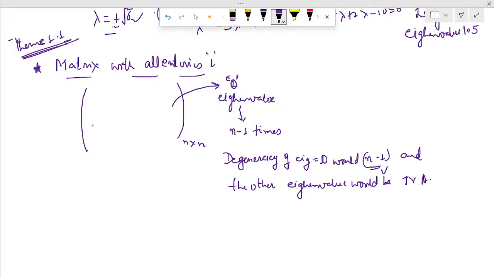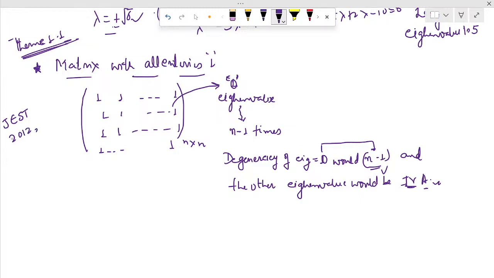So always remember, if you have all the entries as simply 1, then the eigenvalues would be 0 with degeneracy n minus 1, and the other eigenvalue would be simply the trace of the matrix. Please remember, this particular concept has been asked in the JEST exam of 2012.